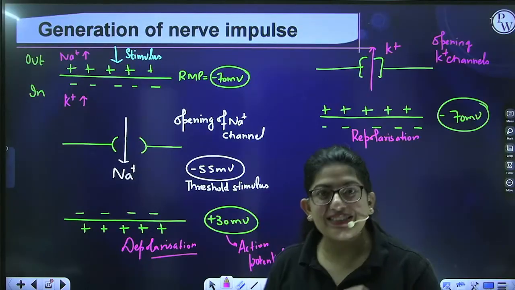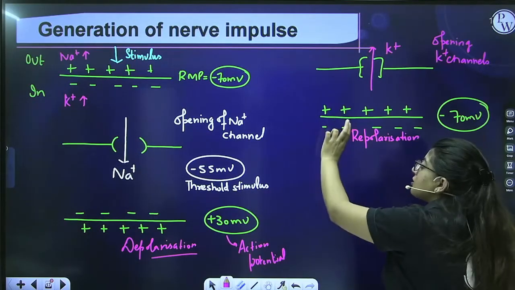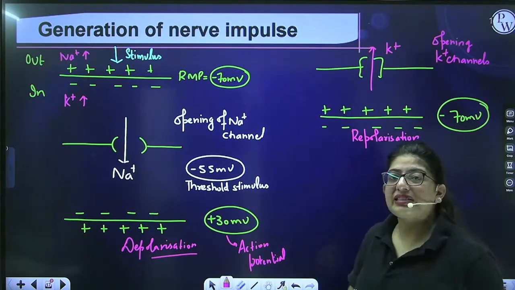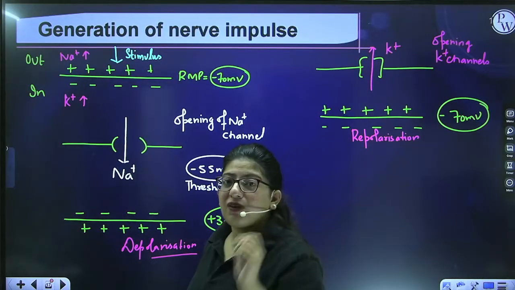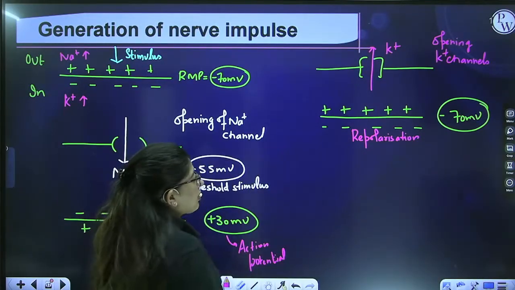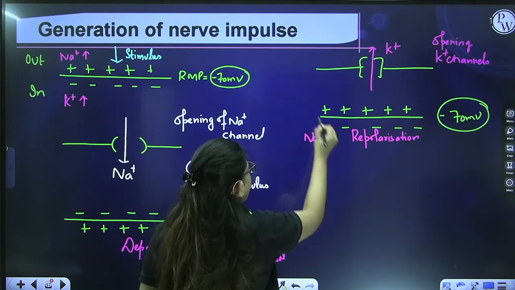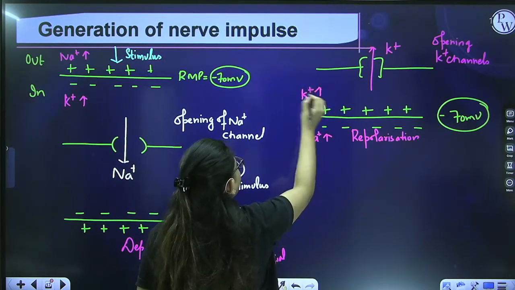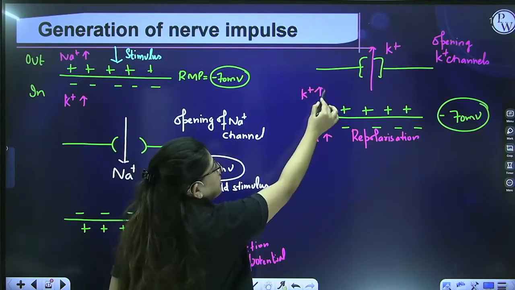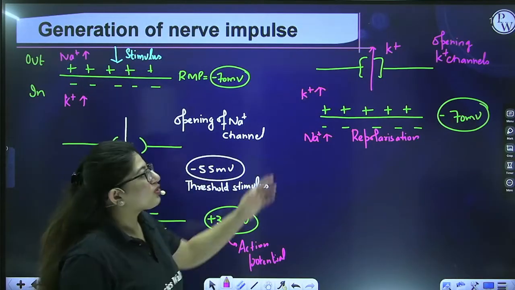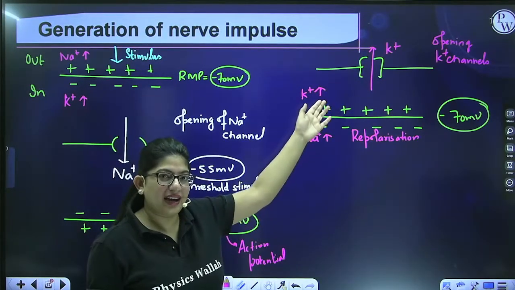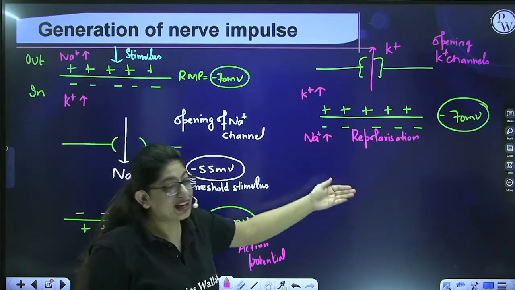The reason is, here the ionic concentration gradient has also been disturbed. During repolarization, sodium ions are higher inside and potassium ions are higher outside. Why? Because potassium have gone outside and sodium during depolarization, they have entered inside.